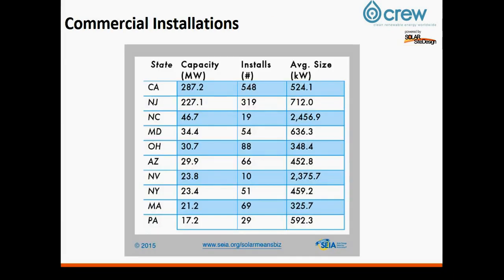To drill down even further into the solar installations by state, this table represents all commercial solar installations in 2015. They're sorted by capacity, and you will notice that California is at the top. They have been the leader in all things solar. I have to say, though, that it is encouraging to see states like North Carolina and Ohio represented in this chart, in addition to western and northeastern states.